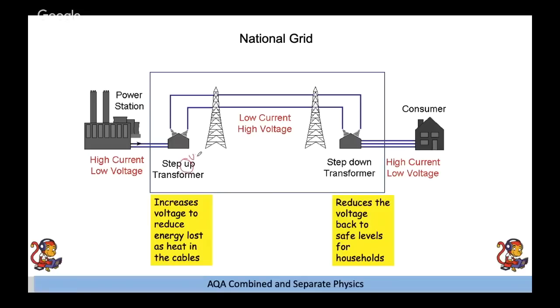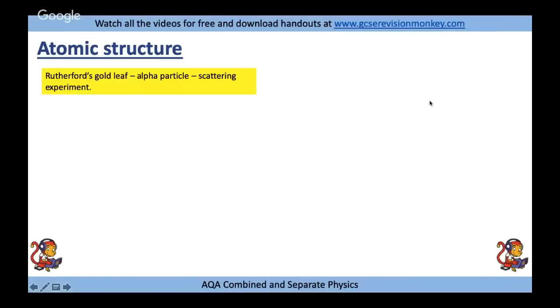Okay, U is next to V in the alphabet. That's how we remember that step up increases voltage. Both of these refer to voltage. So step up, increase the voltage, reduce the energy lost as heat in the cables. And here we have the step down transformer. Why? It makes it safe to go back into the house so that we don't die should we accidentally get an electric shock. Okay, onto the radiation atomic structure topic.